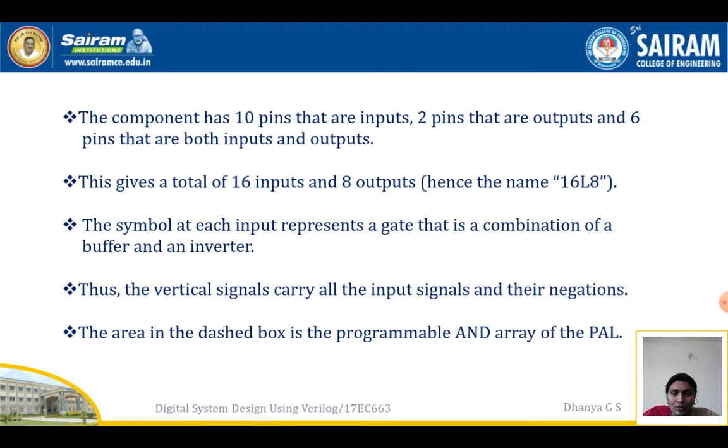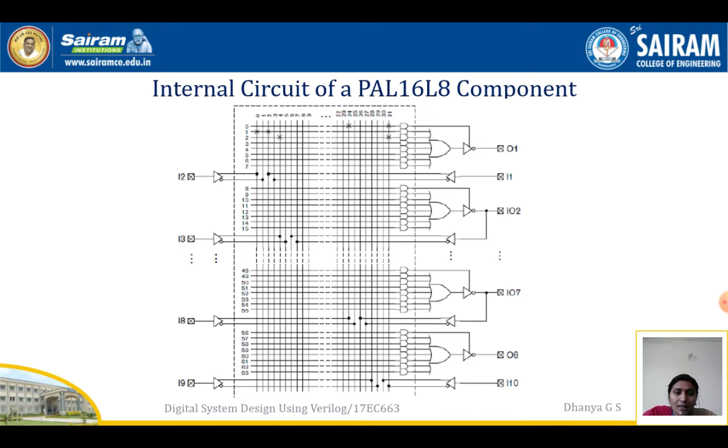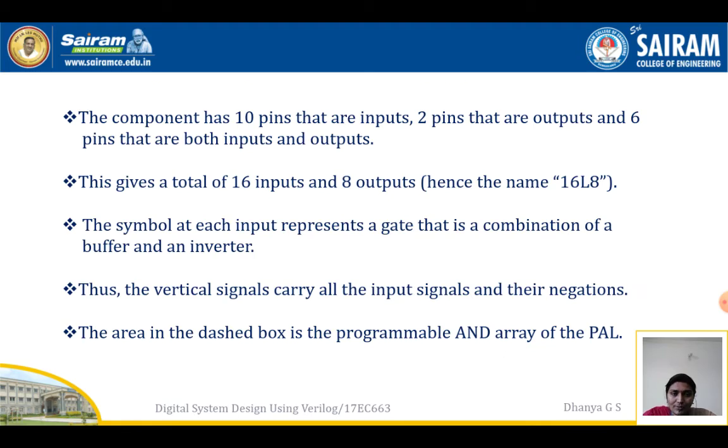I'll tell you what components we are using here. The component has 10 pins that are inputs, 2 pins that are outputs and 6 pins that are both input and output. So you can see over here, I is nothing but input, O is nothing but output, IO is nothing but input output. So as we are discussing here, 10 inputs, 2 outputs and 6 input output. This gives a total of 16 inputs and 8 outputs.